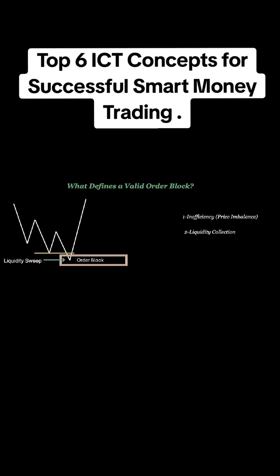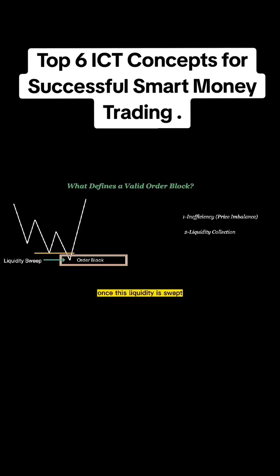Liquidity collection. A key feature of order blocks is their ability to collect liquidity. This happens when the market manipulates price, triggering stop losses or pending orders placed by retail traders. Smart money often uses these liquidity grabs to fuel their positions before moving price in the opposite direction. In a bullish scenario, liquidity is collected below support levels, while in a bearish scenario, liquidity is collected above resistance.